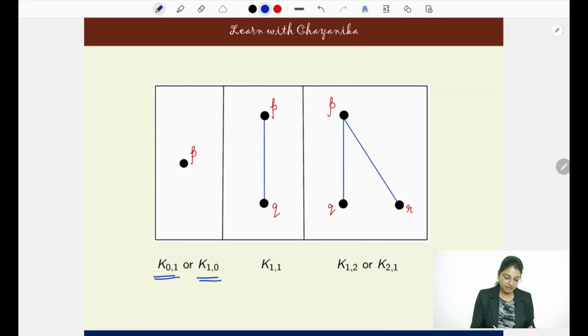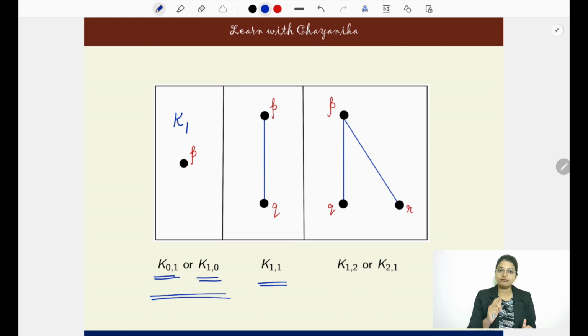That is the reason the very first complete bipartite graph looks like this. And this is the same as the complete graph K1. So this is an example of a complete bipartite graph which is also a complete graph. This is K1. Next we move to the complete bipartite graph K11.